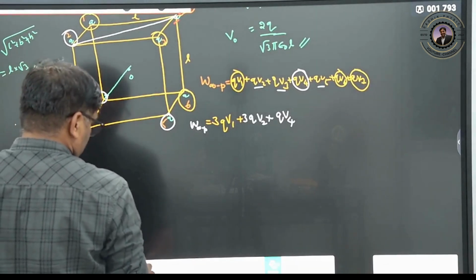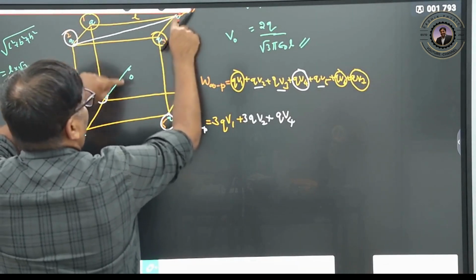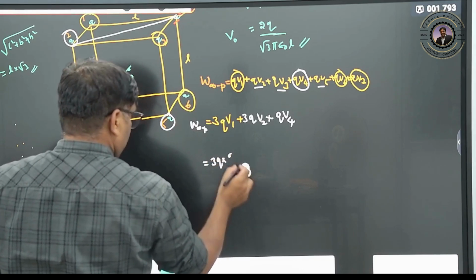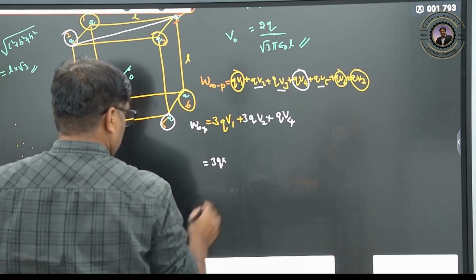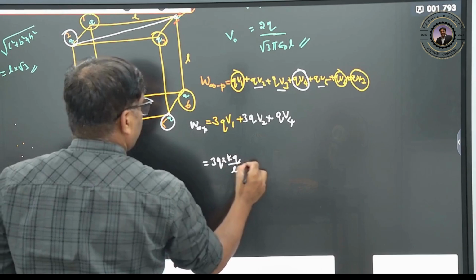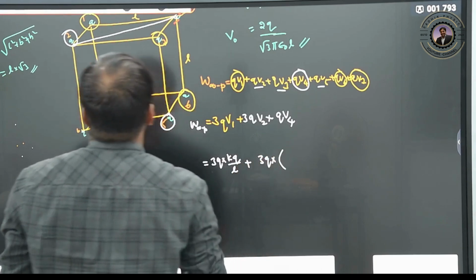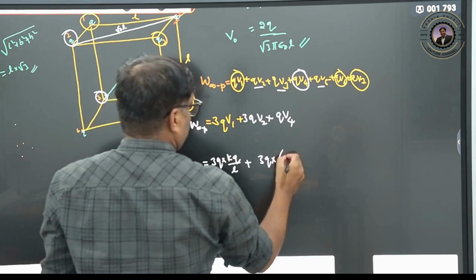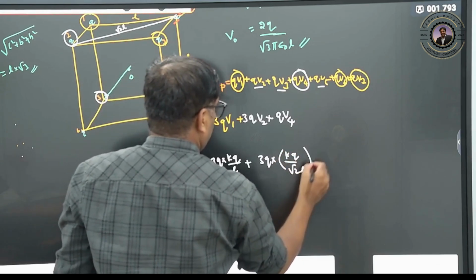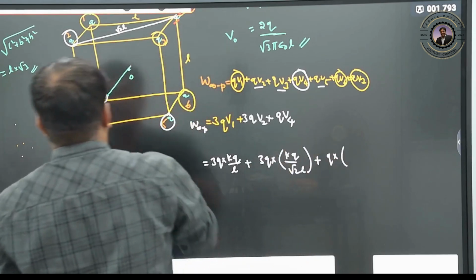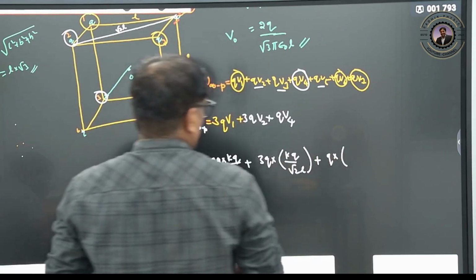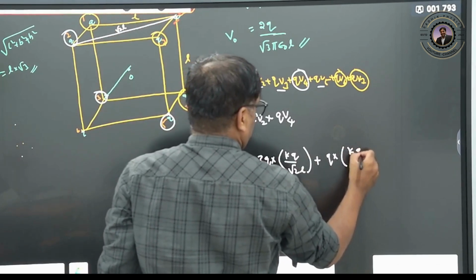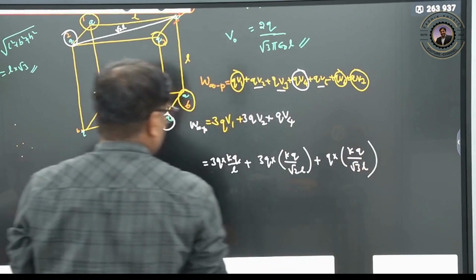Right. First v1: 1, 6 and 7, and the distance is L only. Therefore, 3q into kq by L, plus 3q into v2. V2: this diagonal length is root 2 into L, so kq by root 2 into L. Plus q into v4: this distance is root 3 into L, so kq by root 3 into L.